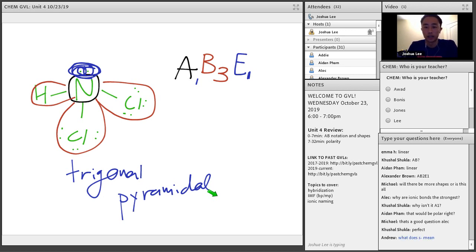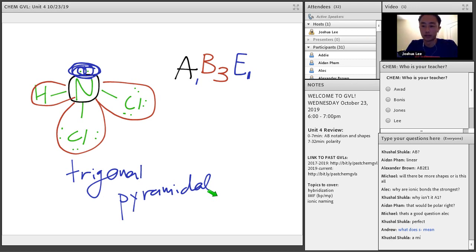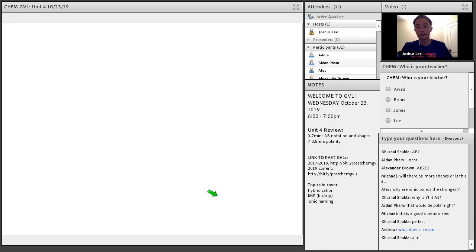So next, hybridization. Someone asked for hybridization. What does S dot mean? I don't know what S slash means. All right, hybridization. Who could succinctly tell me why carbon and silicon?